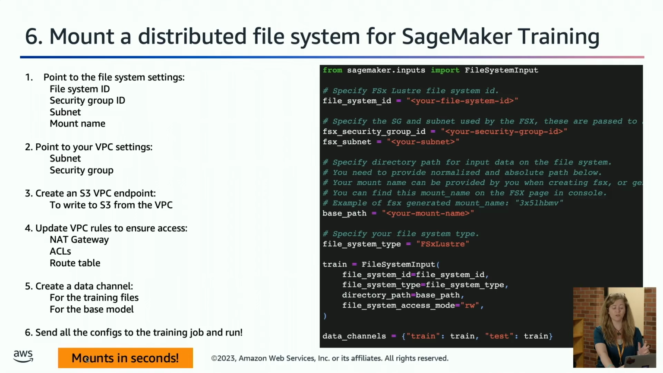And this is the beauty of it, it's going to mount in seconds. So if you were not doing Lustre, if you were copying your files from S3 to SageMaker, if you have multiple hundreds of GBs, it will take hours to just sit there and copy your files, which you don't want to pay for if you're in a GPU world. So definitely Lustre is strongly preferred for that reason.